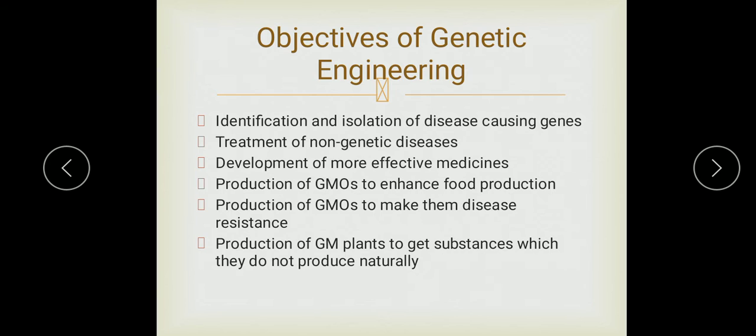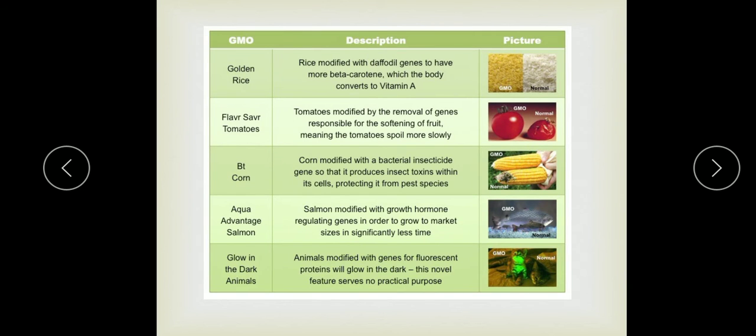And similarly, genetically modified plants are also produced to get substances which they do not produce naturally. For example, if there is a certain type of protein or a certain type of vitamin which a plant does not produce naturally, we can genetically modify that plant to produce such vitamins. Okay, there are some examples of genetically modified organisms like golden rice, tomatoes, corn, salmon fish, and some animals which can glow in the dark.